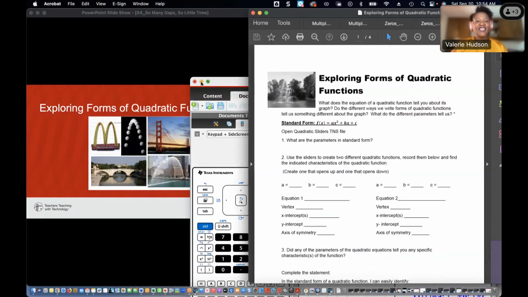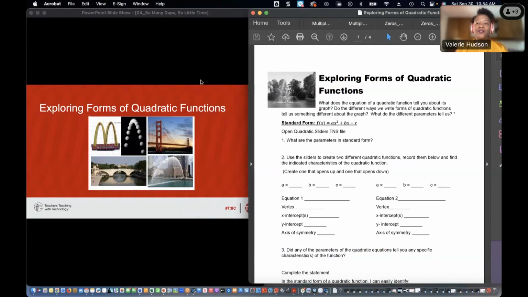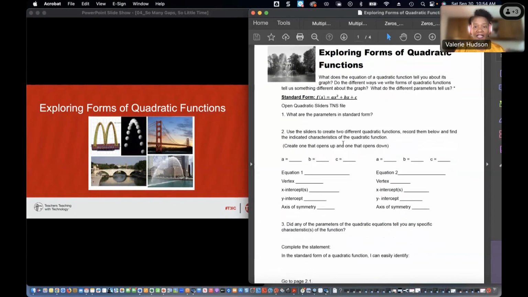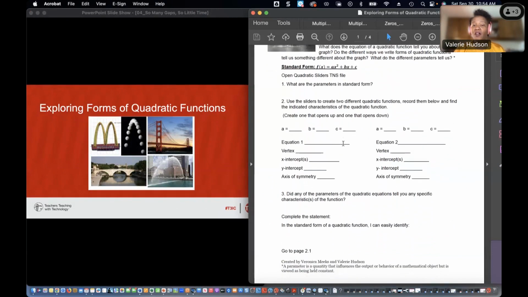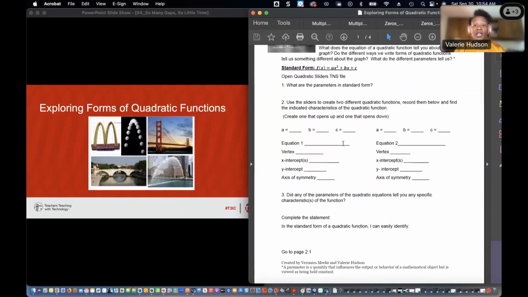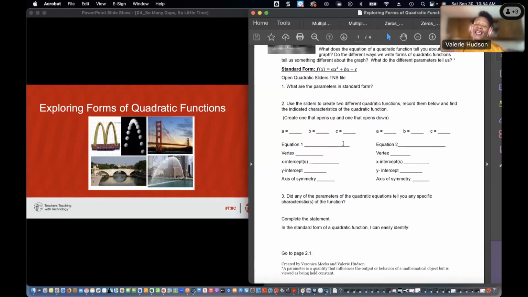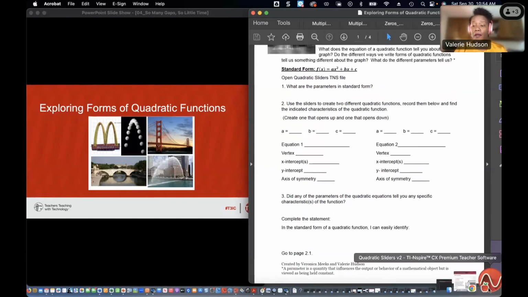So this is exploring forms of quadratic functions. And it starts out with standard form for a quadratic. And we'll talk about what all the parameters mean. And then we'll get into the other forms of the quadratic and then compare. So let me pull that up.